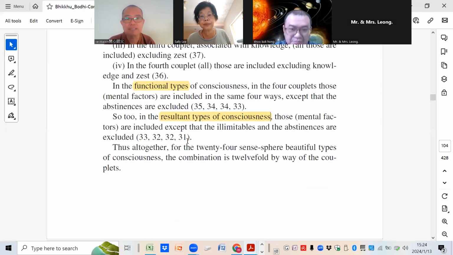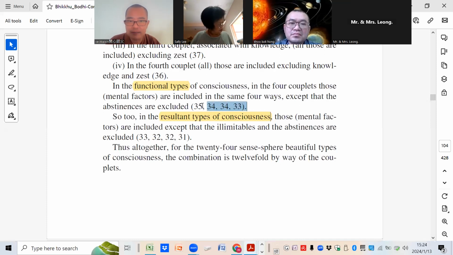Let's take a look. All these, they are included as previously. But except the illimitable and abstinence, meaning that they exclude the abstinent, so we are going to use this figure back because they exclude the abstinent already. Meaning to say, for all four figures, we just minus 2, then we will get the result here.